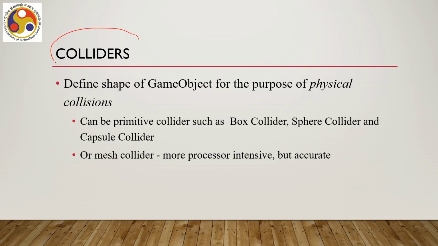Then there is the colliders concept. It defines the shape of a game object for the purpose of physical collisions. They can be primitive colliders such as box collider, sphere collider and capsule collider, which are already there, or mesh collider, more processor intensive but accurate. So, essentially a collider allows you to deal with object shapes after they have a collision with some other objects.